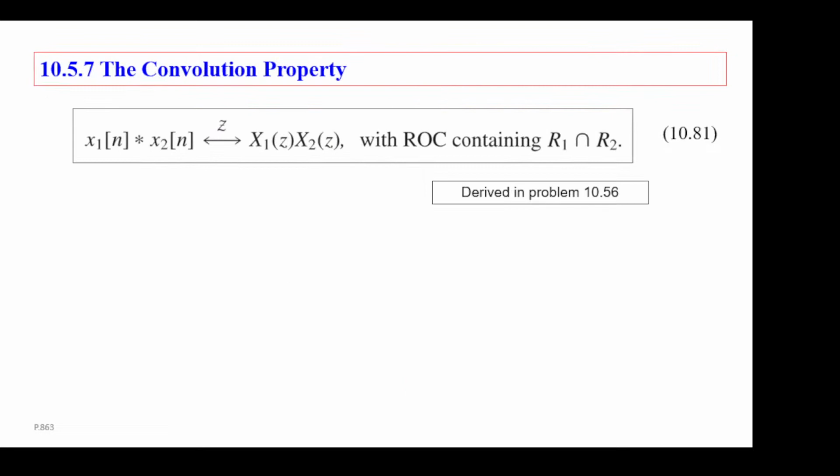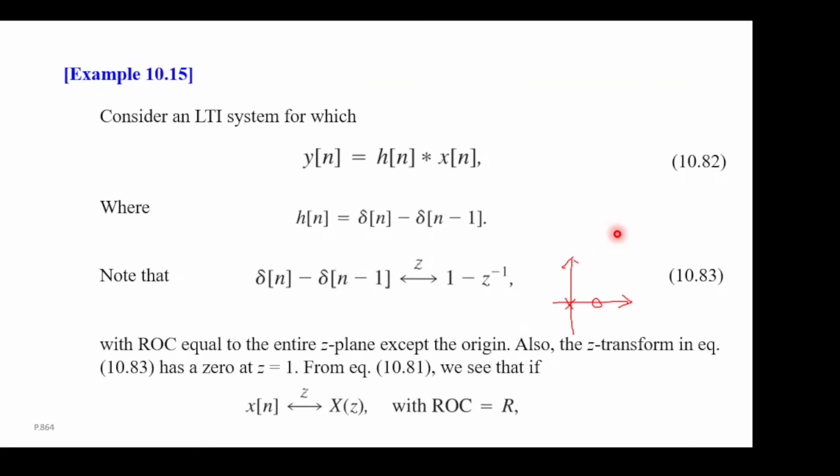Okay, so that's that. And then the next one is the convolution property, and here there is not too much more to say. Basically, as always, you have the convolution in the time domain, then you get the multiplication in the z domain, and the ROC just as usual should be the intersection of the two ROCs, but if you cancel some poles and zeros because of the multiplication, then it can be bigger, and that is derived in problem 10.56. Okay, and still as usual, from the convolution property we can derive something.